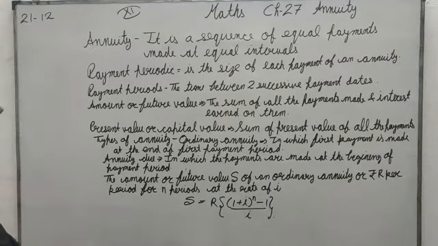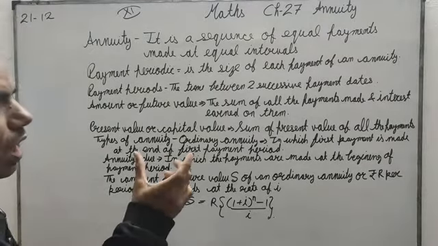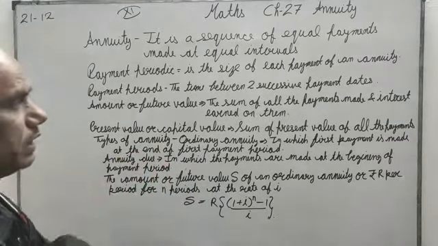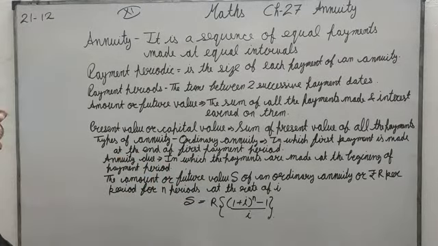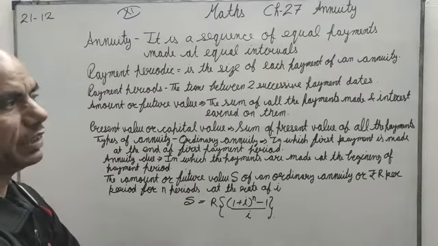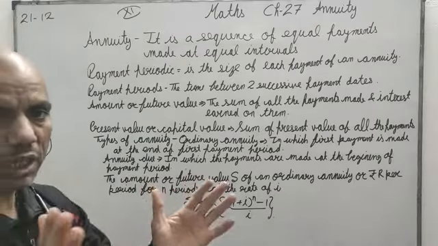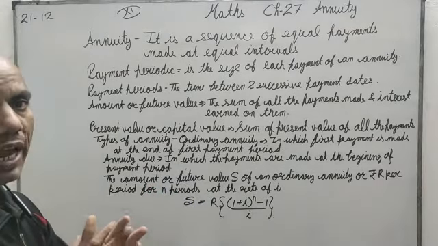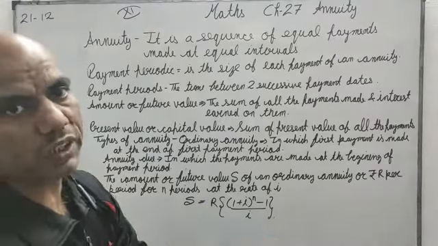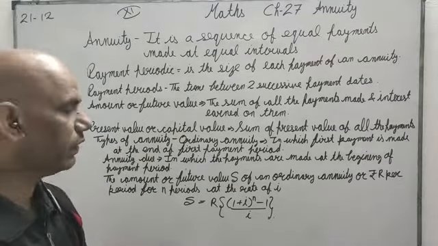Now, payment periodic is the size of each payment of an annuity, that is, how big or small this payment should be. Payment period: the time between two successive payment dates is known as the payment period. Now, amount or future value. What is this amount or future value? The sum of all the payments made by you and the interest earned over them, that term will be known as amount or future value.